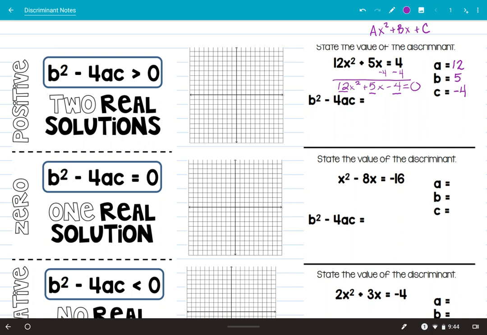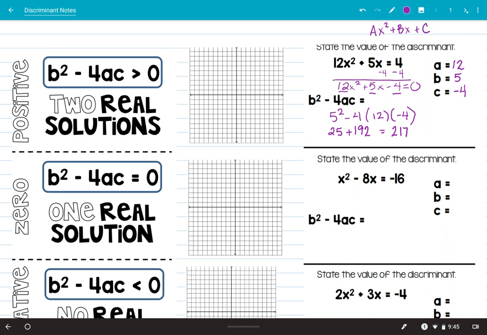Now, if we put it into our formula, we have b squared minus 4ac. Definitely have your calculators out. I'm getting mine out. So we go b squared, so 5 squared, minus 4 times your a times your c, and we just put it in. 5 squared we know is 25. Negative times negative is positive. And 4 times 12 times 4 gives me 192. Add those together, and you get 217.